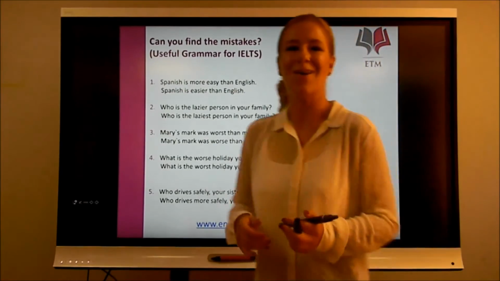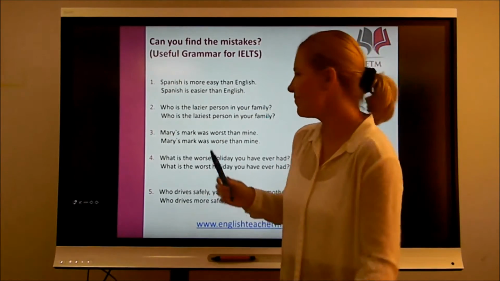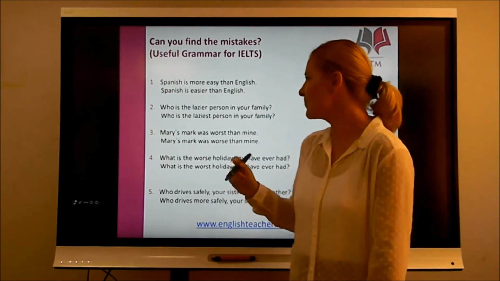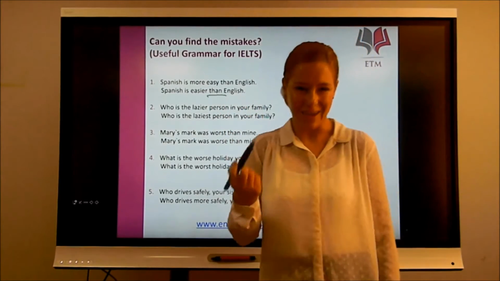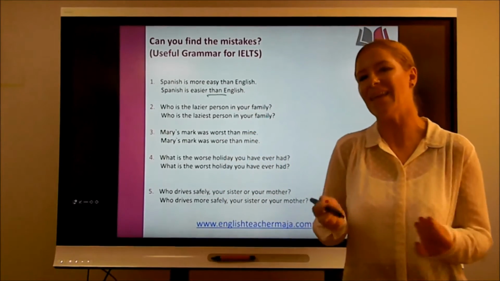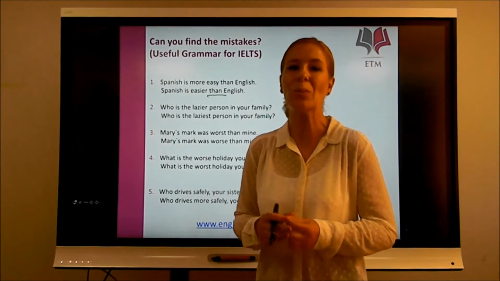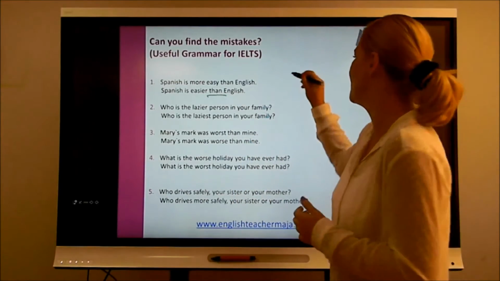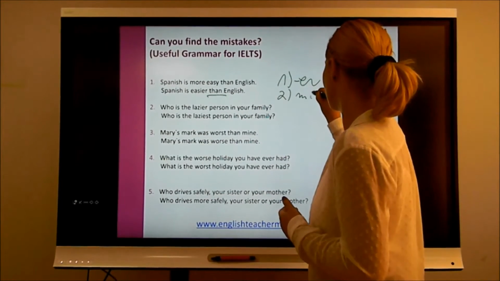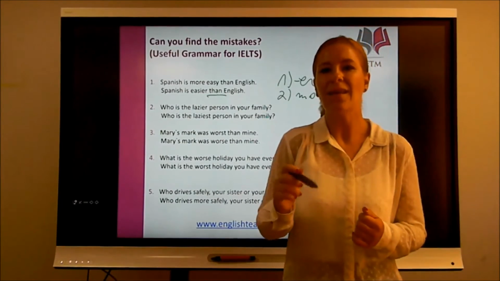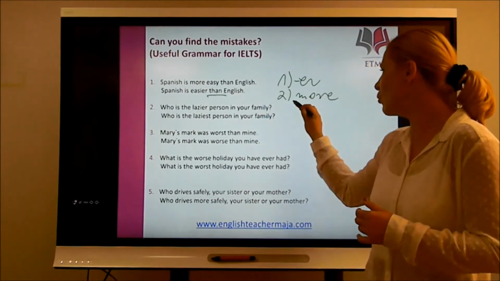Okay, welcome back. So now let's analyze the sentences together. Number 1. In this sentence, then is a key word, okay? Because it indicates that we are trying to make a comparison. In English, if you want to make a comparative form, there are 2 ways. One is by adding the ending er, and the other one is by adding the word more.